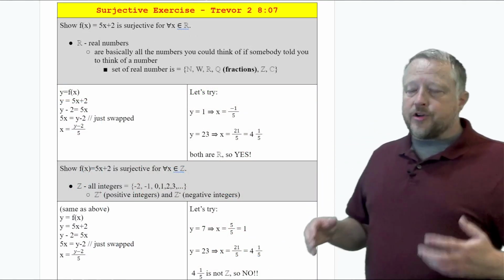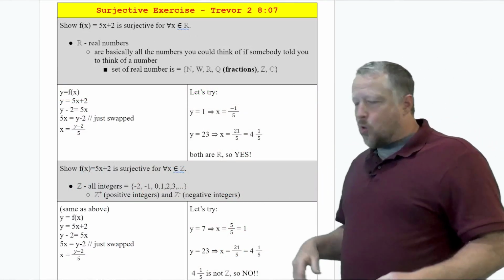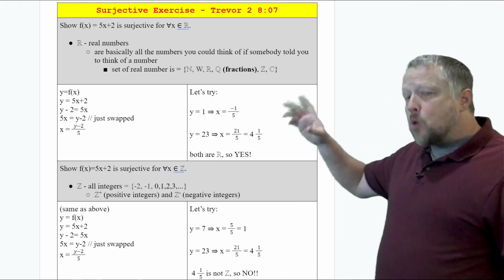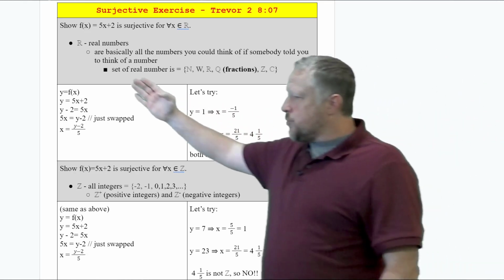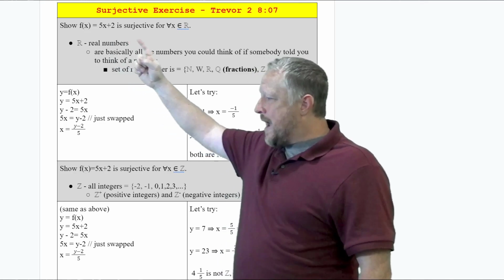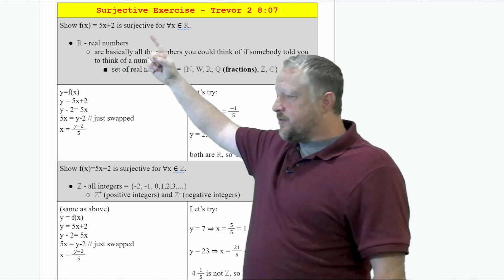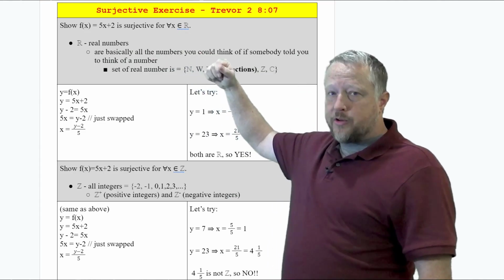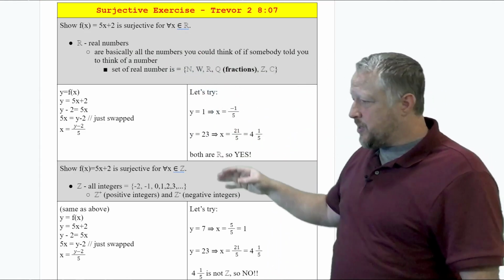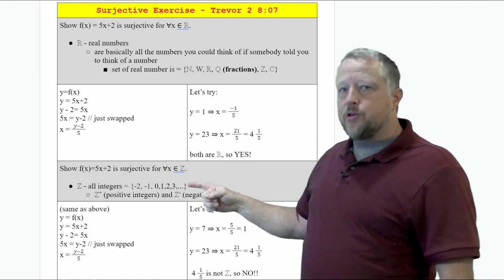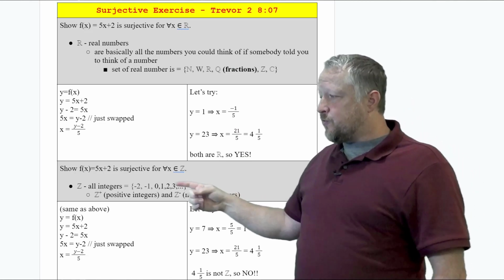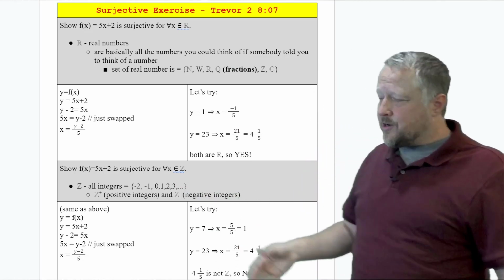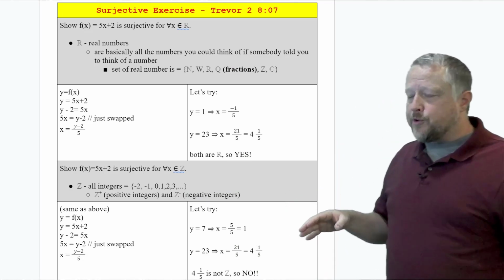Here's a question that you're going to see in your book, your homework, whatever. It's broken down into 2 parts. What we're doing is showing the same function, but we're asking to see if it's surjective for all values that are real numbers, which honestly is going to be easy. But part 2 says it's for all numbers that are integers. That one's going to be a little bit more interesting.